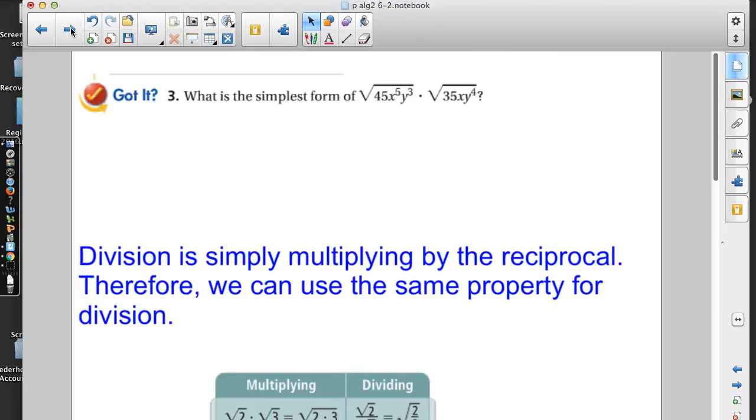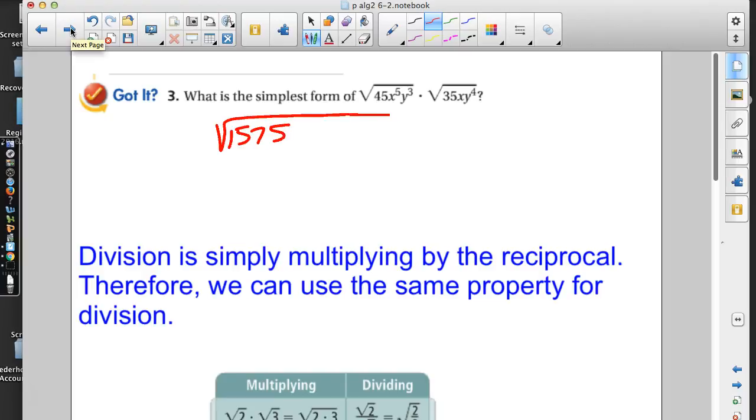So let's do this one together. So we're going to need 45 times 35. Oops, no plus. 1575. Yeesh. X to the what? 6. Y to the what? 7th. 1575. Well, 225 would be something kind of logical with all the 5s. Ooh, cool.